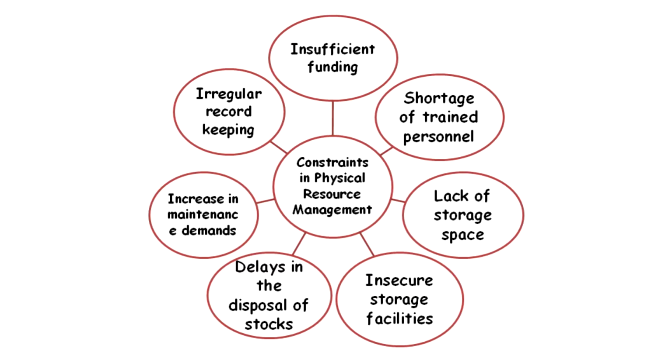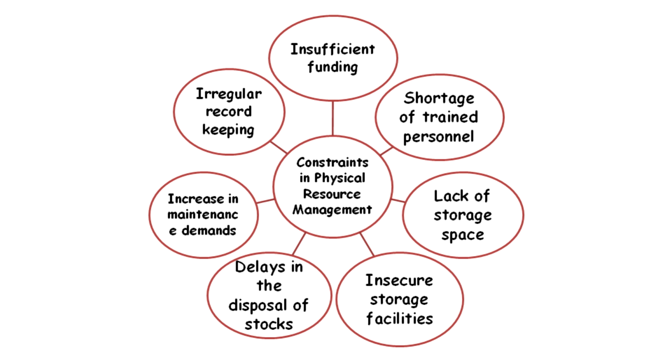And the next one, the insecure storage facilities. We can see that there may not be secure storage facilities for the generator, for the computer room, and we need a computer room in every institution. So the storage facility is an important aspect, and then come the delays in the disposal of stocks. This is also one of the constraints, how much delay is happening in the disposal of stocks.